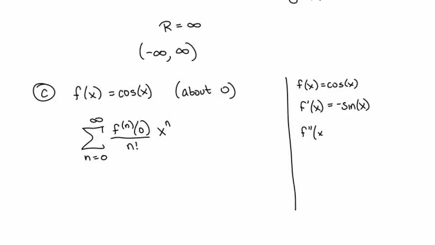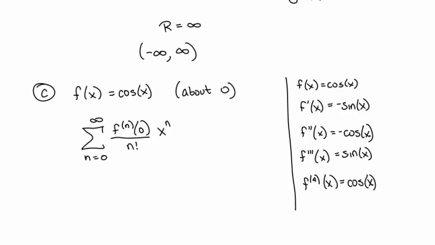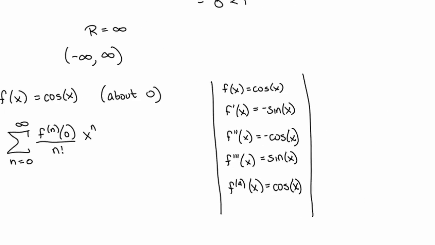And its second derivative is negative cosine. And its third derivative is a positive sine. And finally, its fourth derivative gets right back to the cosine. So there's the pattern right there. You can see it now repeats forever and ever and ever. But not only that, we need to evaluate these at 0. So f at 0 is 1.